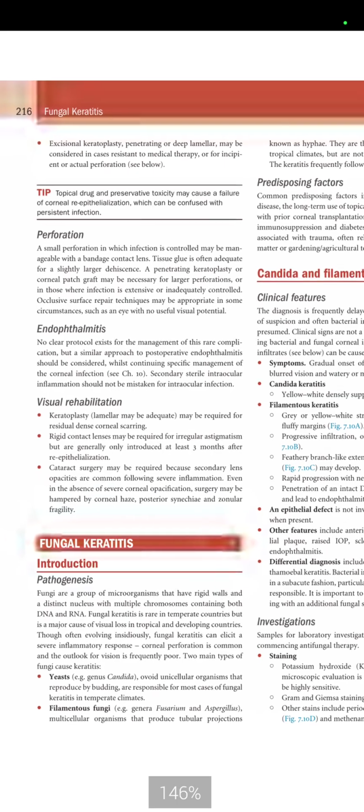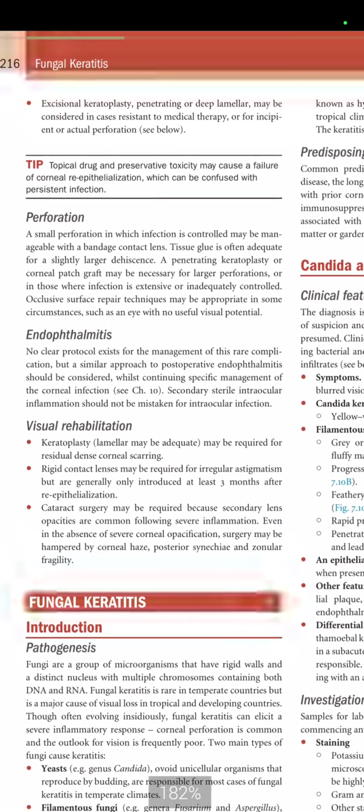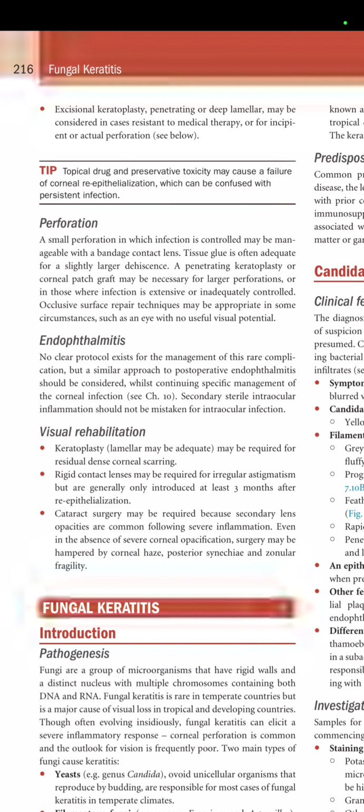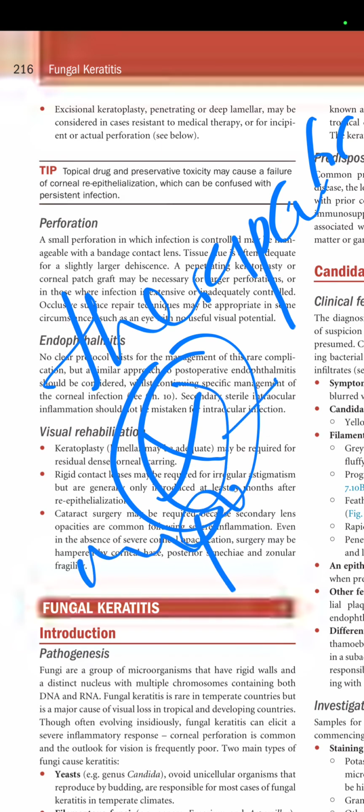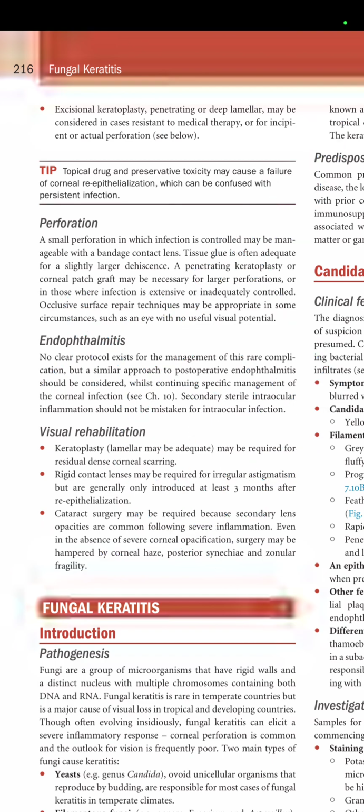Excisional keratoplasty, penetrating or deep lamellar, may be considered in case of resistance to medical therapy or for impending or actual perforation. So this is a therapeutic keratoplasty in which we remove the cornea if the patient is not responding to the treatment and there is an impending perforation or severe thinning. Topical drug and preservative toxicity may cause a failure of corneal reepithelialization, which can be confused with persistent infection. Then there are complications associated with bacterial keratitis: perforation, endophthalmitis, and visual rehabilitation.